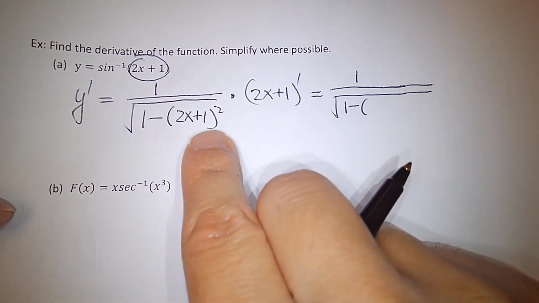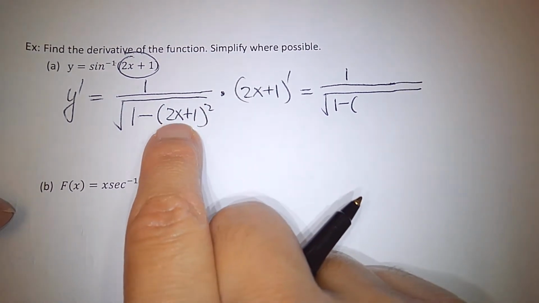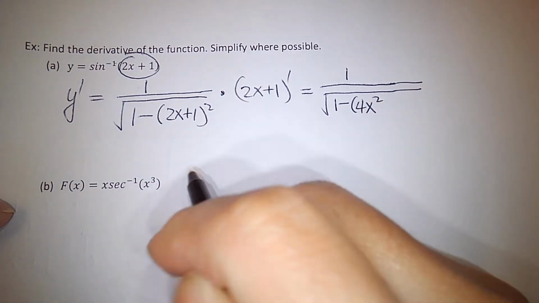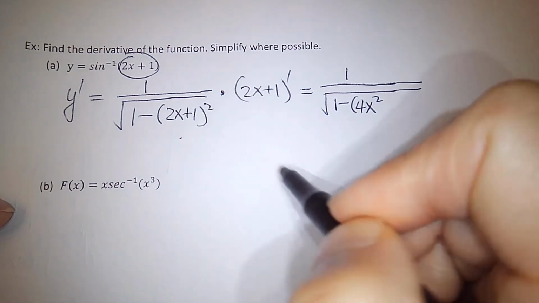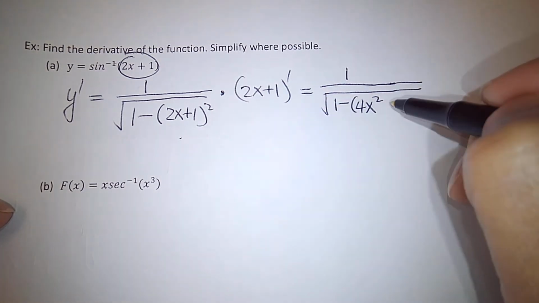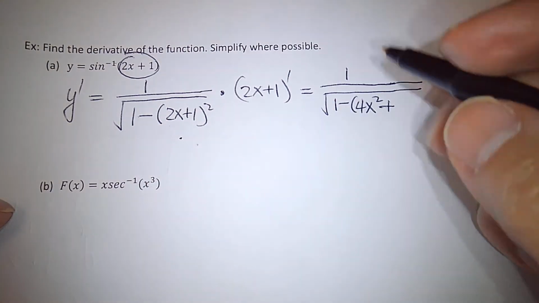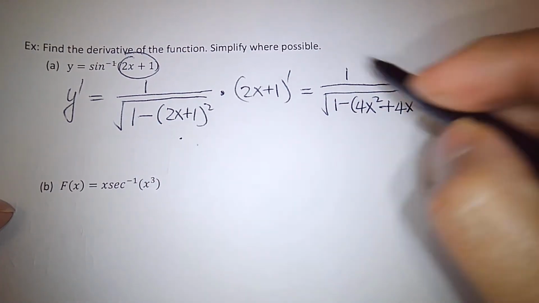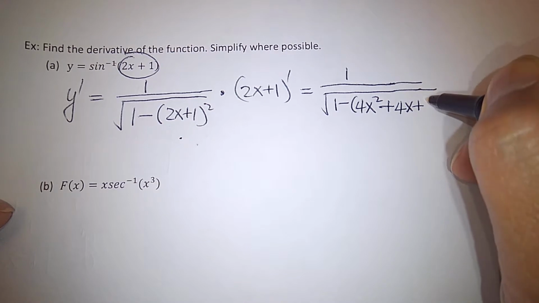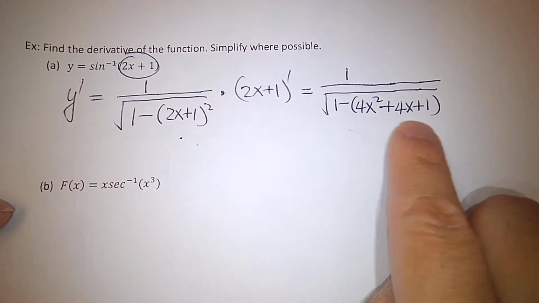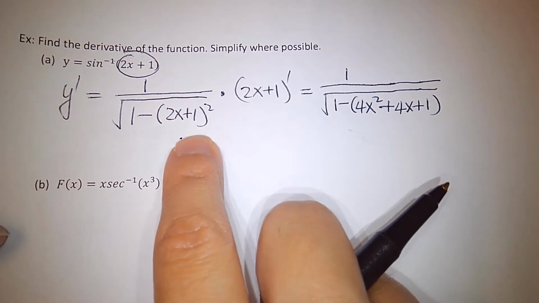FOIL that, using the formula, gives us what? 2x squared is 4x squared, plus 2 times 2x times 1 gives us 4x, plus 1 squared is 1. These are the result from the FOIL of the square, right?